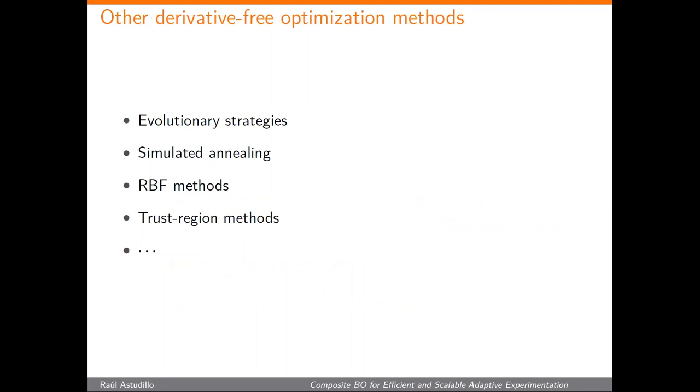There are other derivative-free optimization methods, such as evolutionary strategies, simulated annealing, and radial basis function methods. But these methods actually require on the order of thousands up to millions of evaluations. They're really not applicable in the kind of problem that we're going to be interested in, so I'm not going to be discussing them in my talk.